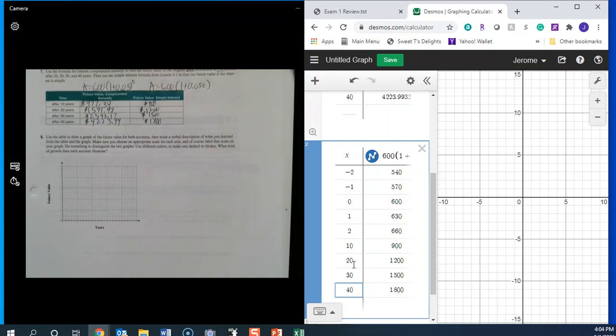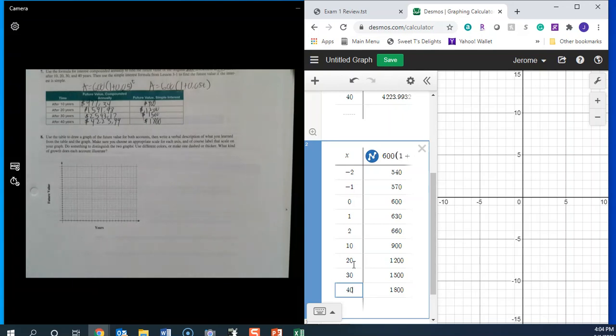All right. So now we look here at problem number 8. It says use the table to draw a graph of the future value for both accounts. Then write a verbal description of what you learned from the table and the graph. Make sure you choose an appropriate scale for each axis. And of course, label that scale on your graph. Do something to distinguish the two graphs. Use different colors or make one dashed or thicker. What kind of growth does each account illustrate?